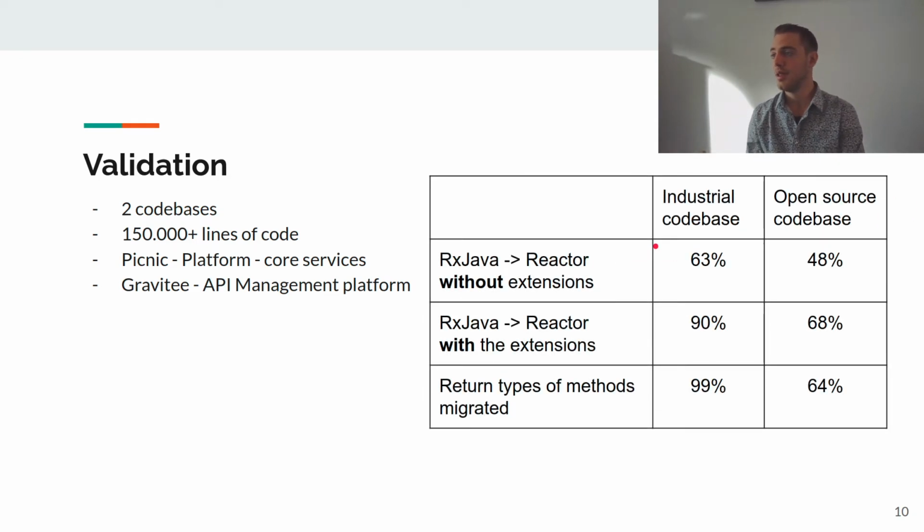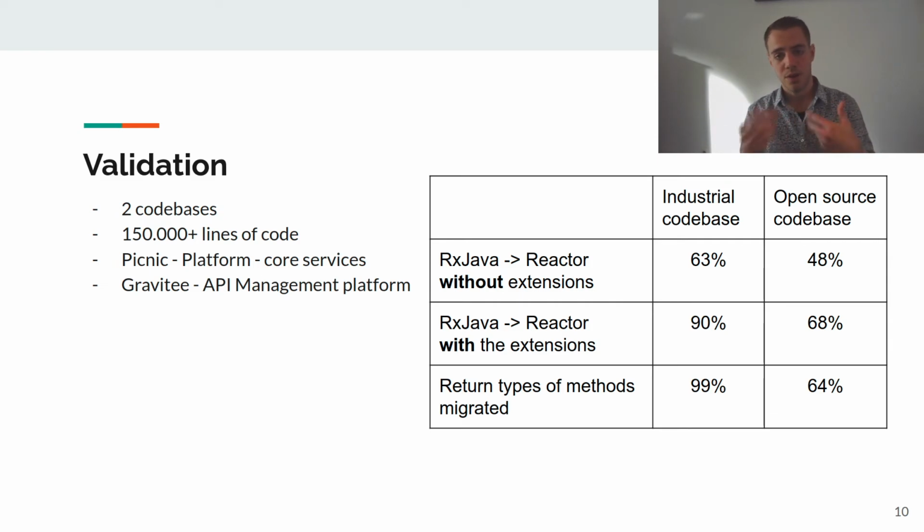This is the table with the results. The first line is where you can see how much we were able to migrate using the existing set of features, so without our extensions. For the industrial code base, that means that we could migrate 63% of all our Java usages. And for the open source code base, this was 48%.